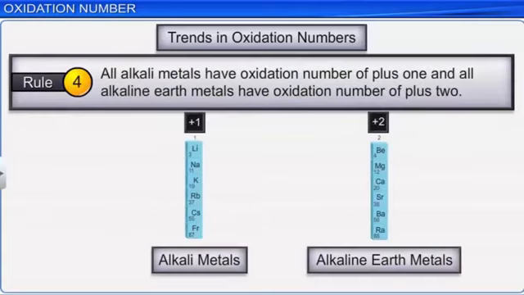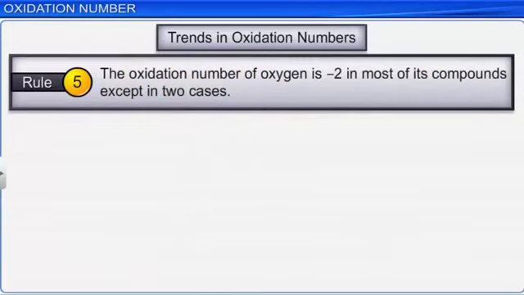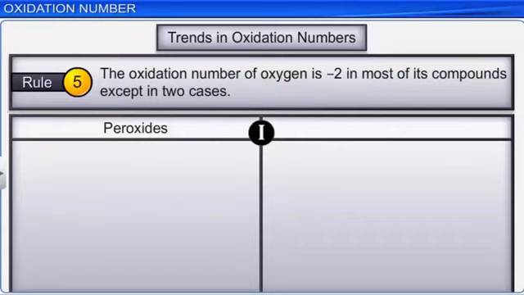The fourth rule says that in their compounds, all alkali metals have oxidation number of +1 and all alkaline earth metals have oxidation number of +2. According to the fifth rule, the oxidation number of oxygen is -2 in most of its compounds, except in 2 cases. The first is the case of peroxides and superoxides.